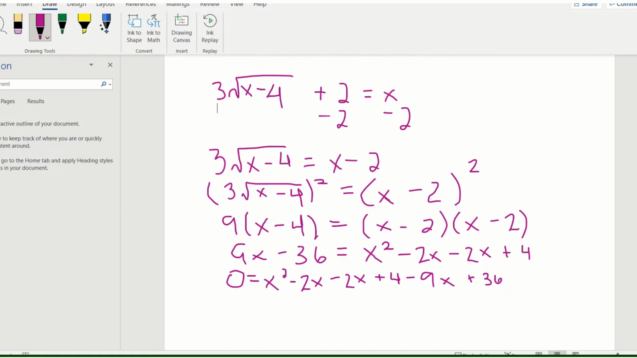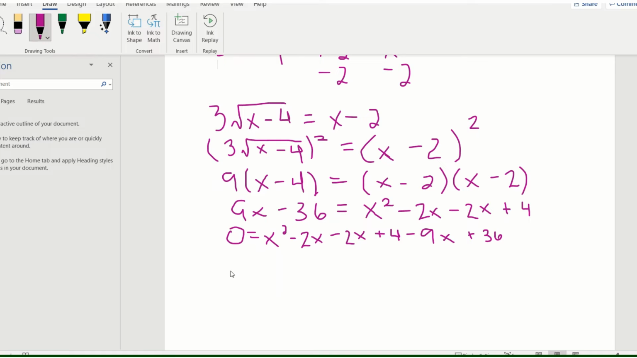And now let's add the like terms and see if we can factor this thing. So I have x squared, negative 2x and negative 2x is negative 4x, and negative 9x is negative 13x. And then 4 and 36 will be 40.